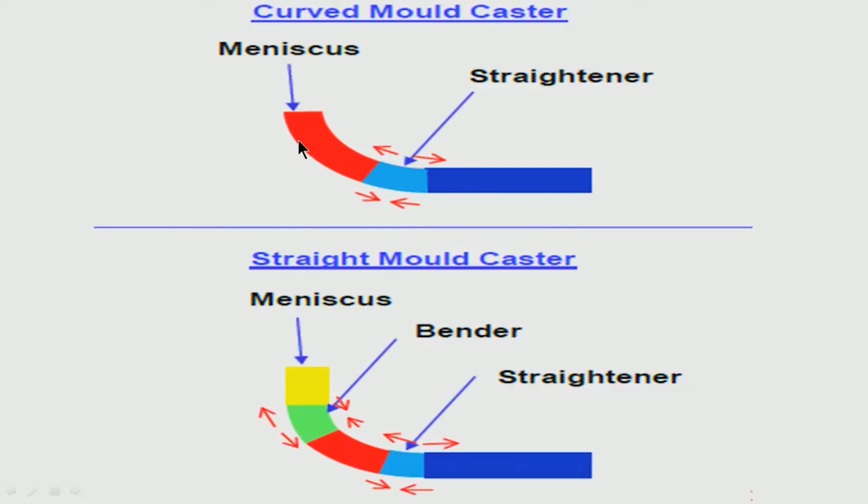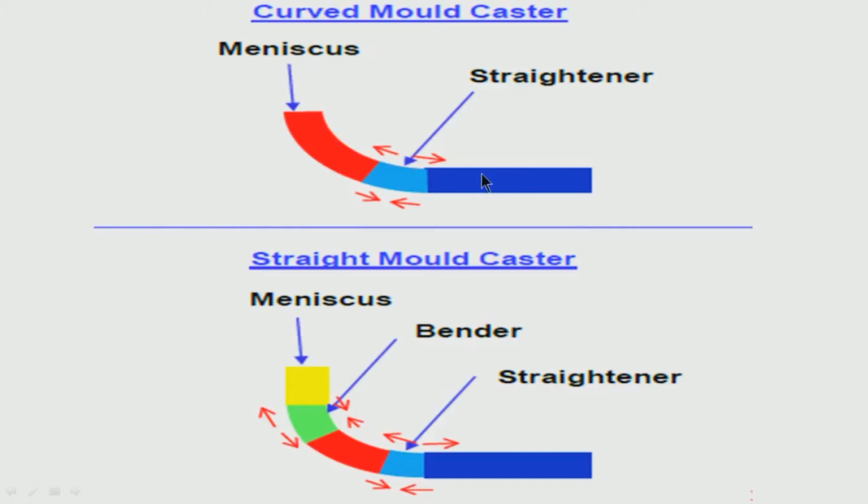Now, you see here it is totally vertical, here it is not vertical, it is a curved mold. With a curved mold, only straightening is necessary to make it horizontal. But if you have a totally vertical mold, then what happens? First it has to be bent, then it has to be straightened. So there is a bending, there is a straightening. All these arrows indicate the straightening or bending, so you see what is there inside the mold.